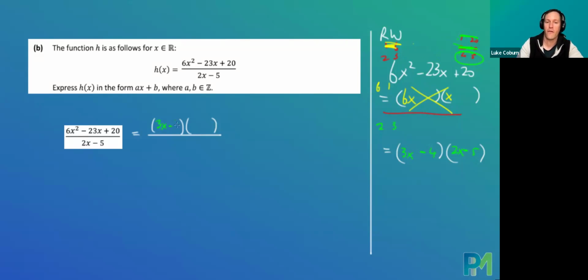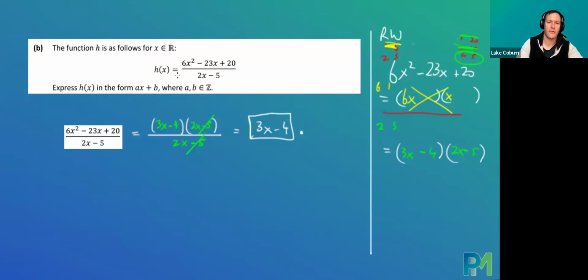3x minus 4 and 2x minus 5. And this is 2x minus 5 here. And then we see the 2x minus 5 cancels, and we are equal to 3x minus 4. Now we got something out of this. So this is the answer, and let's have a look back at the question.